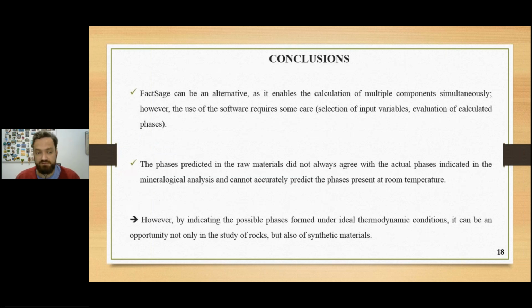The main conclusions. FactSage can be an alternative as it enables the calculation of multiple components simultaneously. However, the use of the software requires some care, selection of input variables, evaluation of calculated phases. The phases predicted in the raw materials did not always agree with the actual phases indicated in the mineralogical analysis and cannot accurately predict the phases present at room temperature. However, by indicating the possible phases formed under real thermodynamic conditions, it can be an opportunity not only to the study of rocks, but also of synthetic materials.